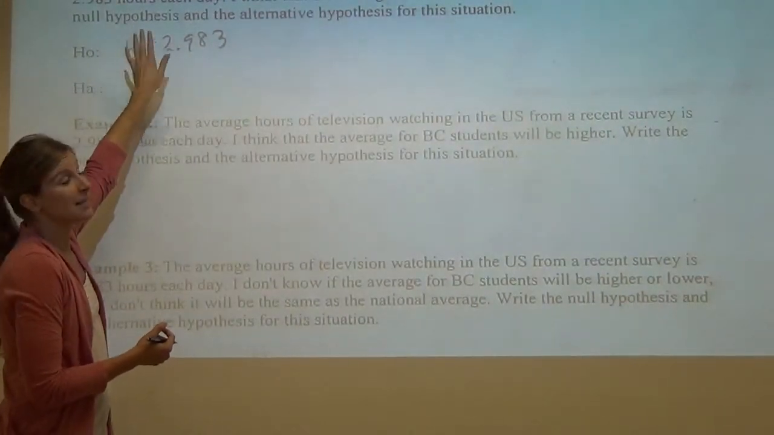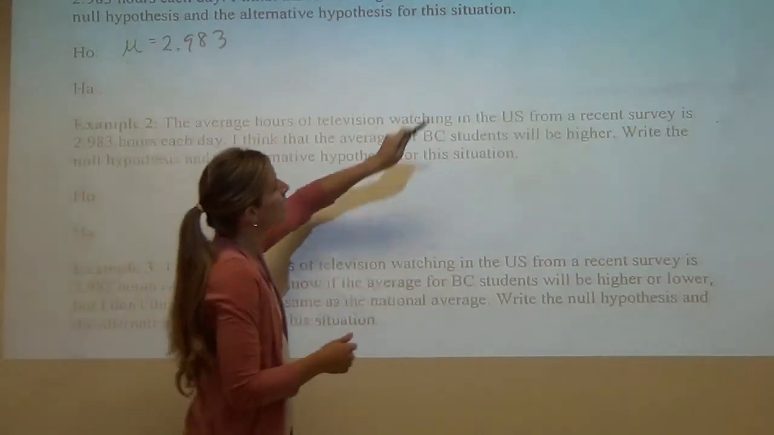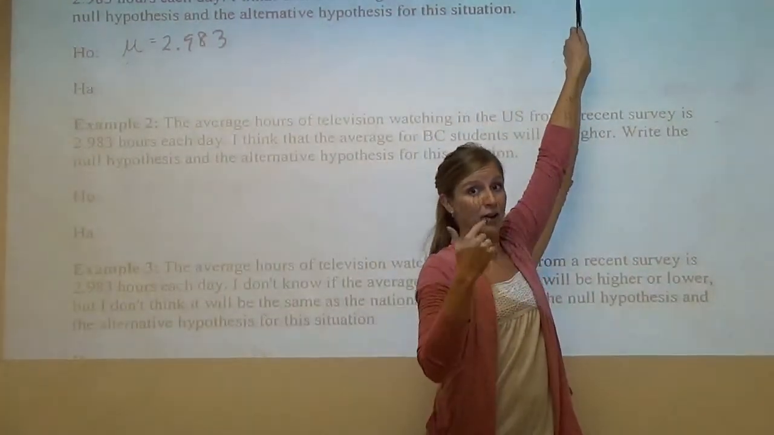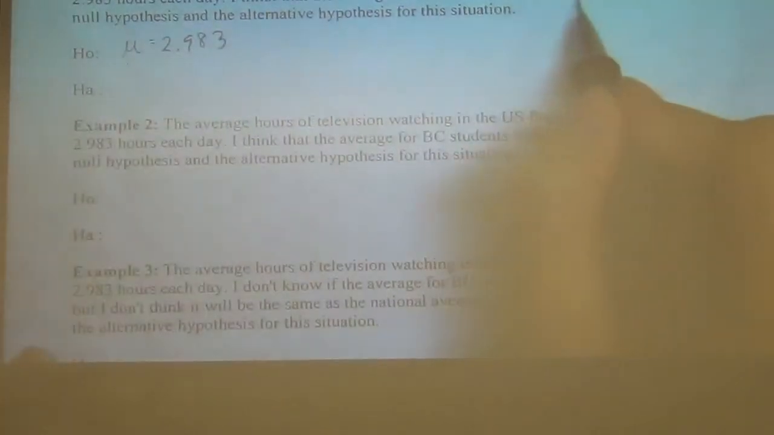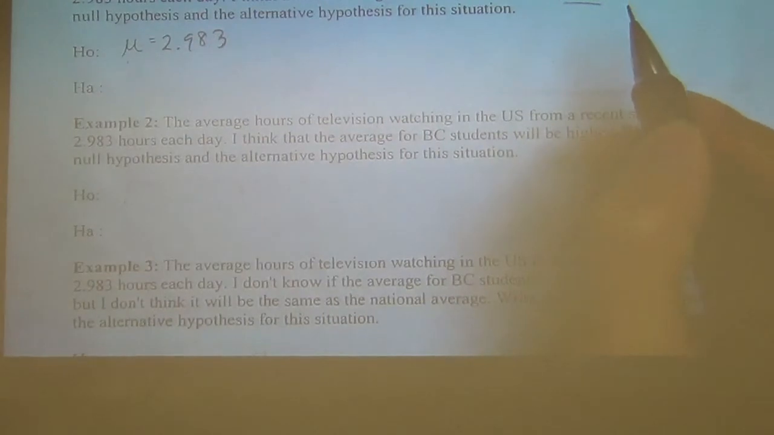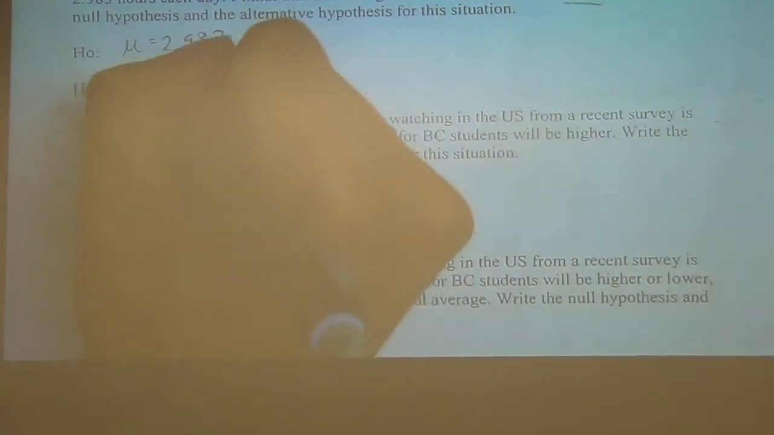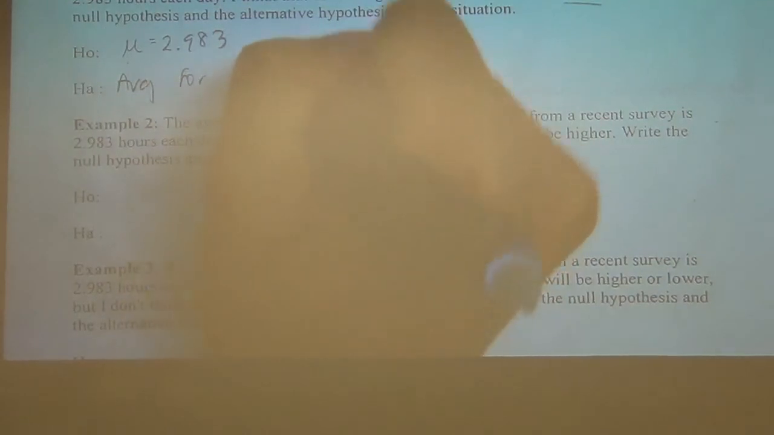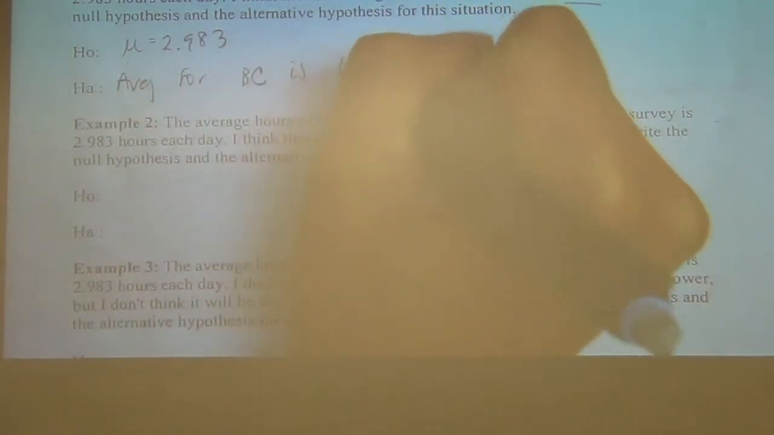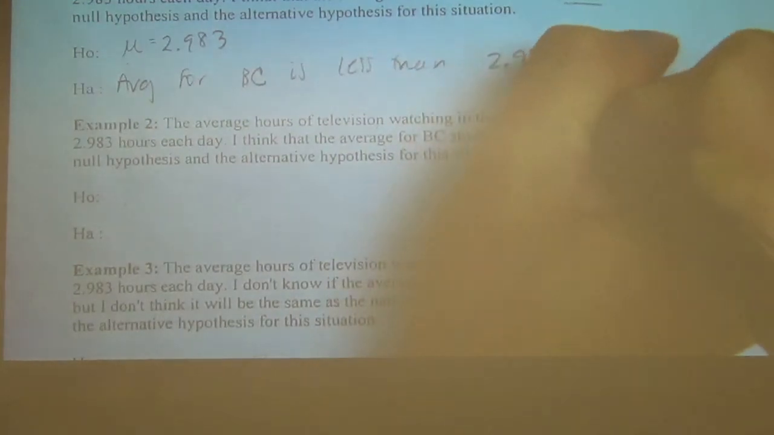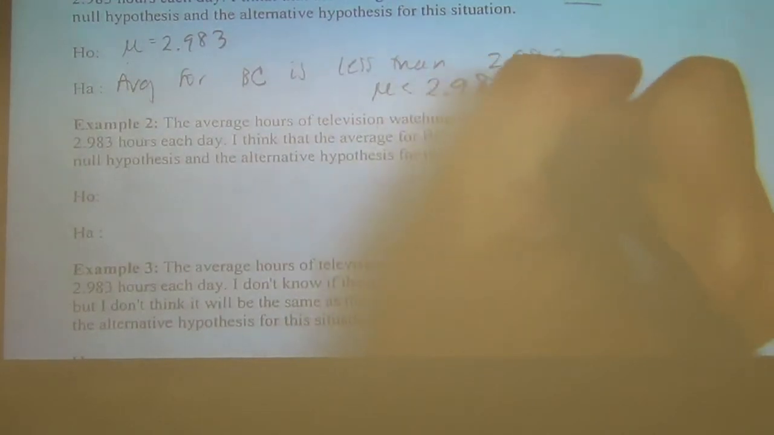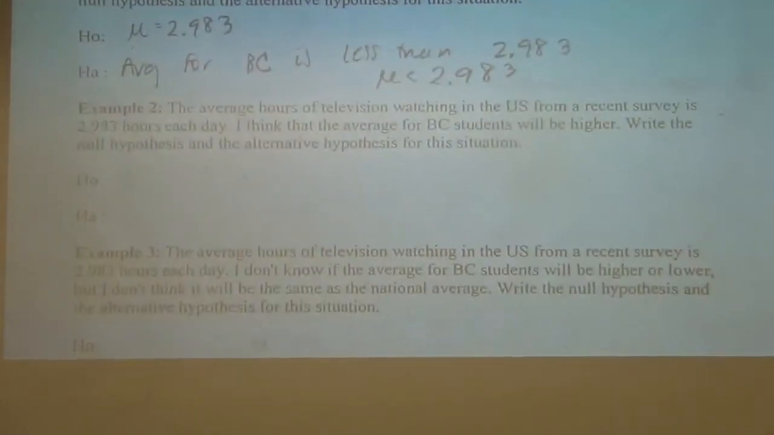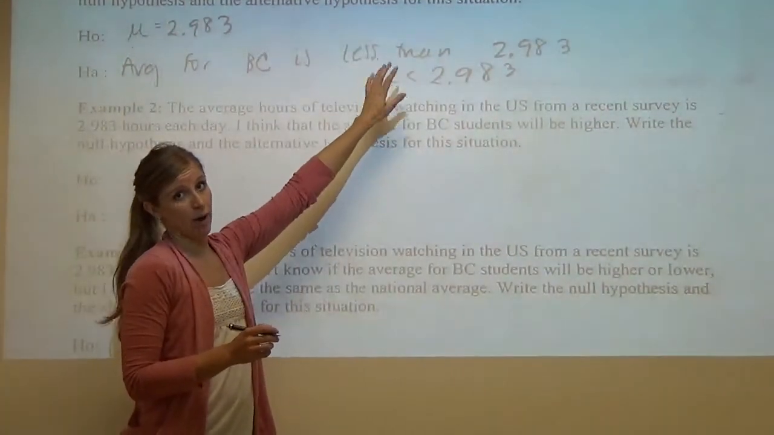So we wrote the null. To get the alternative, the key words we're looking for are in this: lower, higher, different than, something of the sort. Since this says lower, our alternative hypothesis is that the average for BC is less than 2.983. I can denote that as just mu less than 2.983. This looks kind of different because we're calling it mu still, but eventually we'll have more information and it will make more sense as to why we pick mu for that.